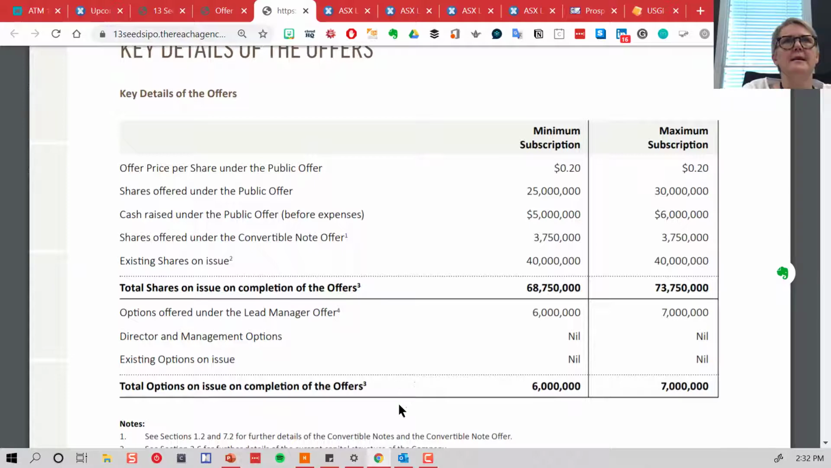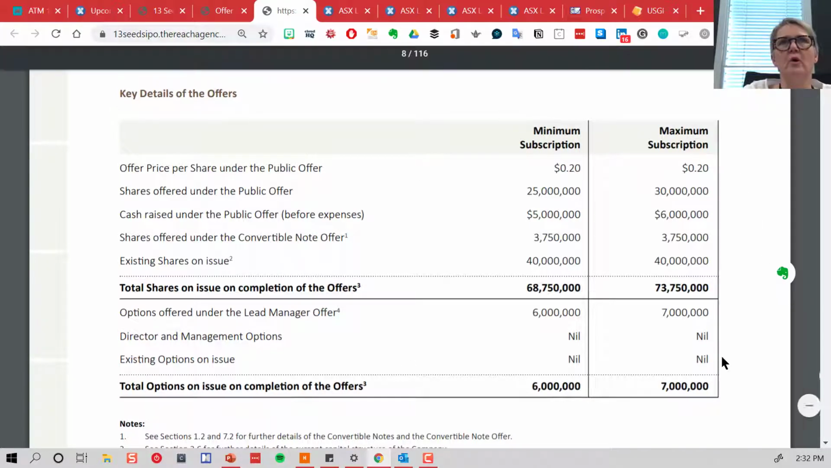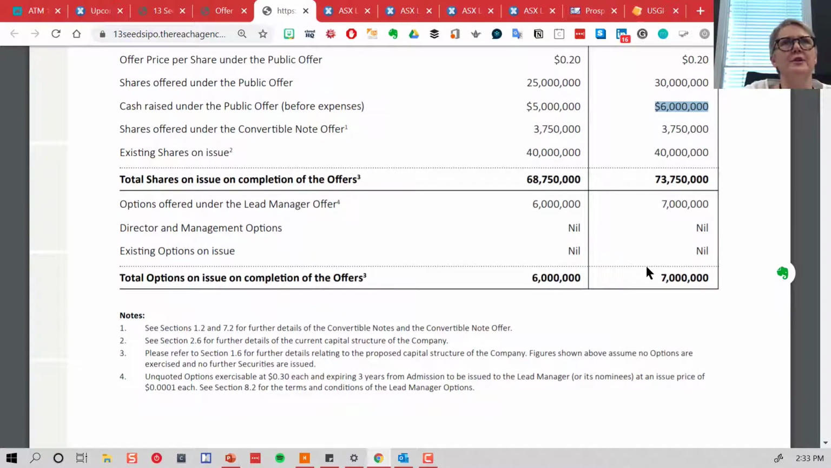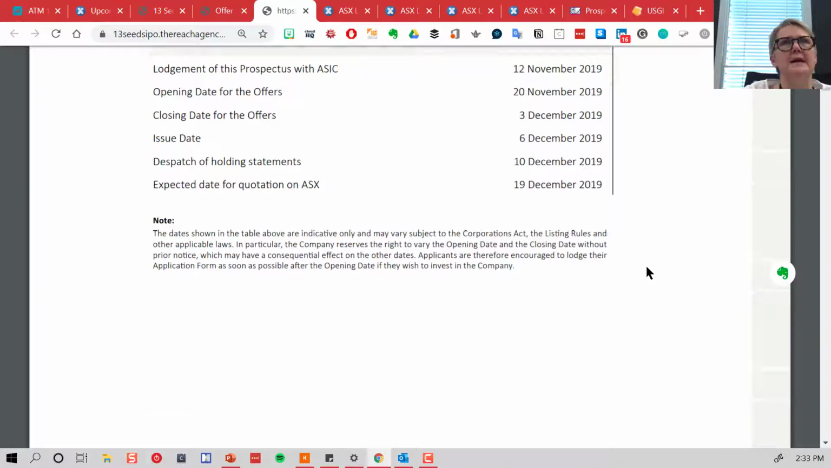Key details. So again, we're seeing here it's giving us two options. So there's a minimum subscription. So they're doing a minimum raising. So they're only going to close this offer if they get 5 million, but they will raise up to 6 million. So if more people than this 5 million subscribe, they'll take up to 6. So they're giving us two alternative sets of numbers there.